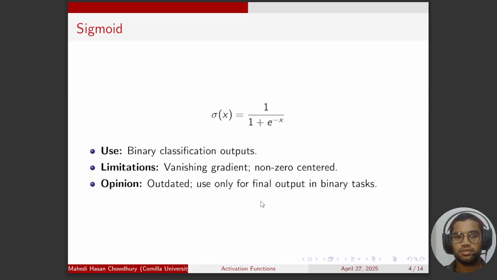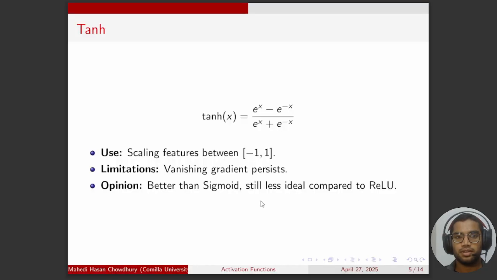Let's first talk about the sigmoid function. The sigmoid function squashes input between 0 and 1, making it useful for probability modeling. However, it suffers from vanishing gradient, leading to slow convergence and poor performance in deep networks. Then comes tanh. tanh scales inputs between -1 and 1, centering data, which improves convergence compared to sigmoid. Still, it shares the vanishing gradient problem, limiting its use in very deep architectures.